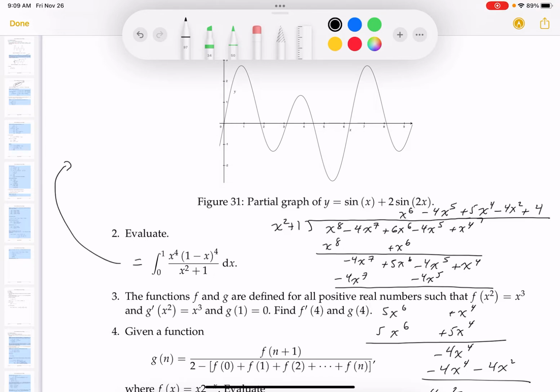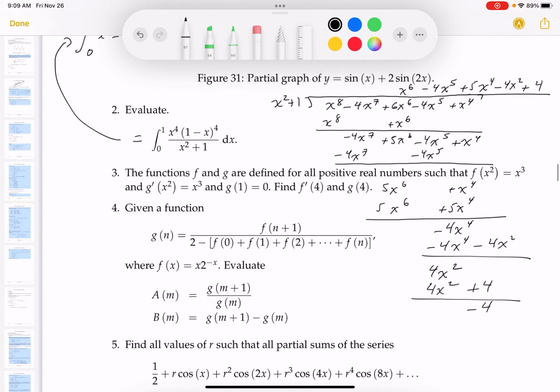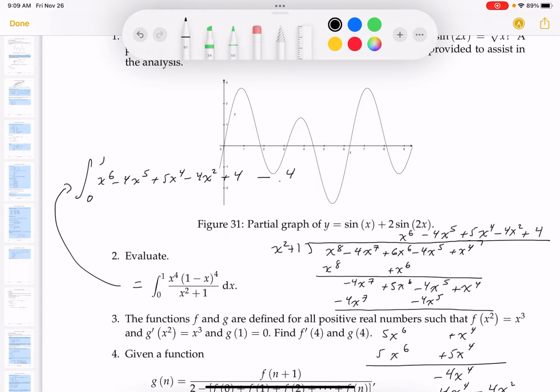I'm going to say the integration is going to be 0 to 1. And I get this. I get x^6 minus 4x^5 plus 5x^4 minus 4x squared plus 4 minus, there's a remainder, right? Minus 4 over x squared plus 1 dx. Well, the integrand has been rewritten, and what I notice about the integrand now is I can actually integrate this quite easily.